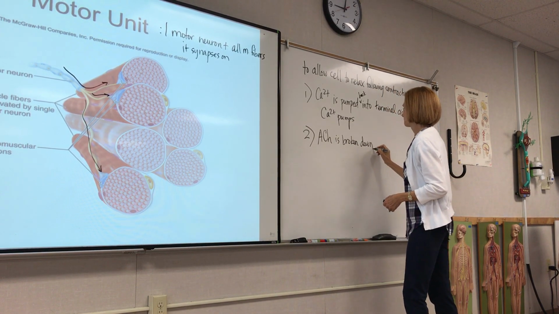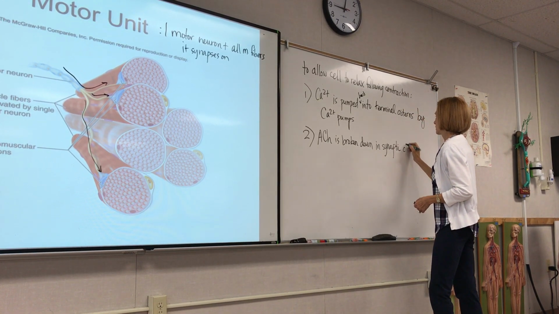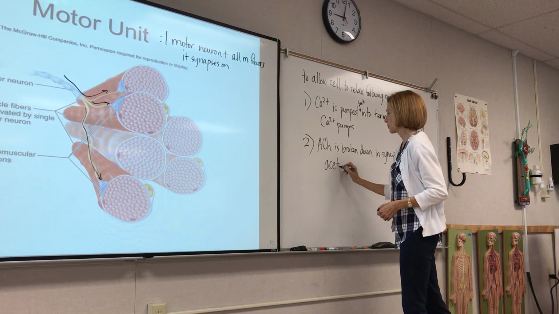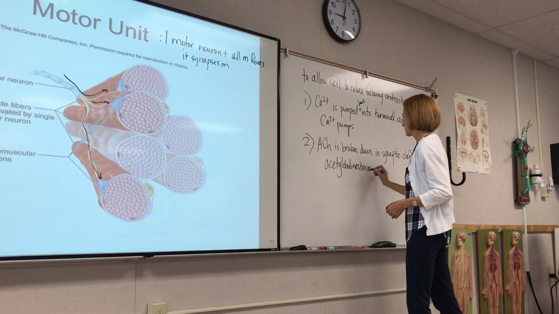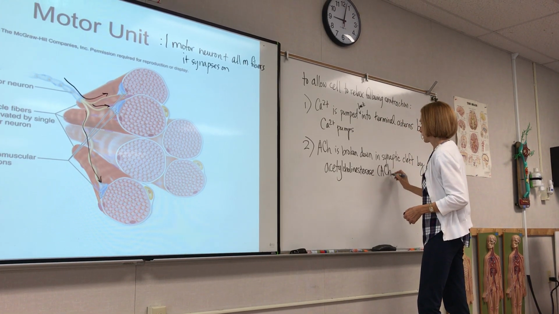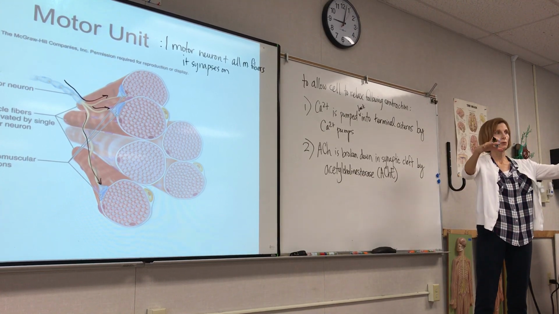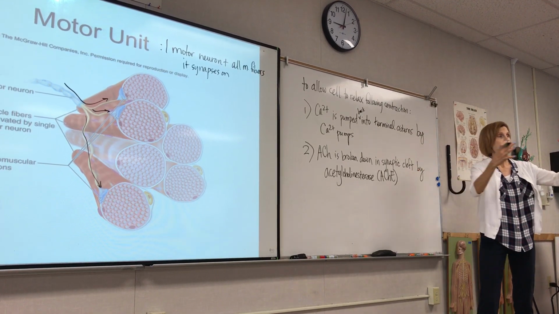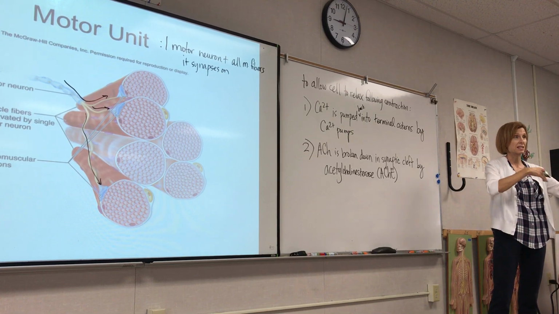Okay, and then also acetylcholine is broken down by an enzyme, and it's actually broken down in the synaptic cleft. And the enzyme is called acetylcholine esterase. This is all one word. Okay, acetylcholine esterase. This is abbreviated like this. And this will break down the components of the molecule into smaller molecules. They'll be taken up again by the axon and recycled into new acetylcholine.